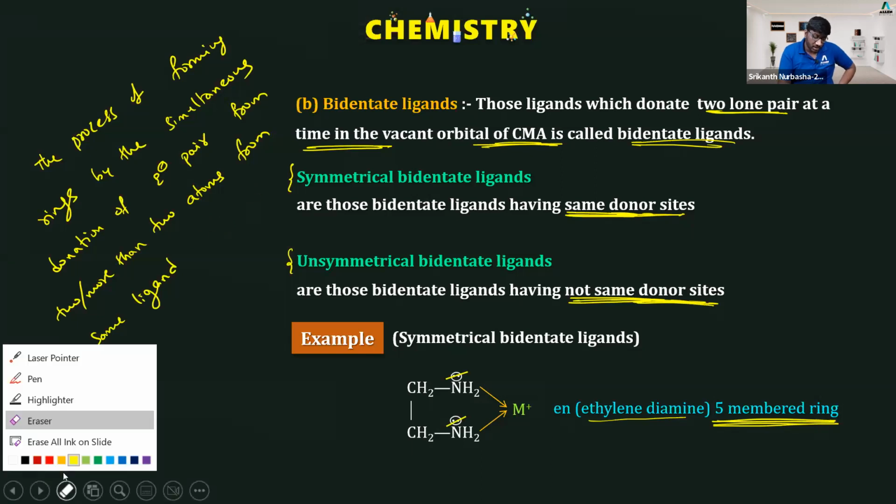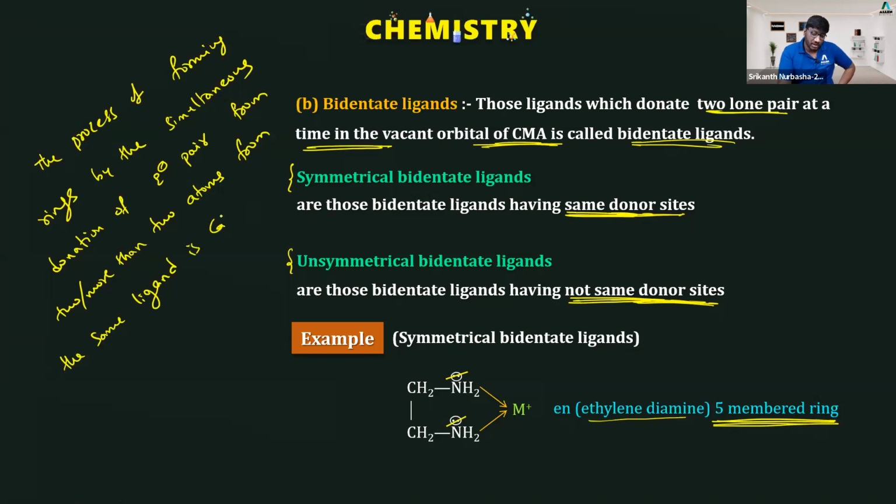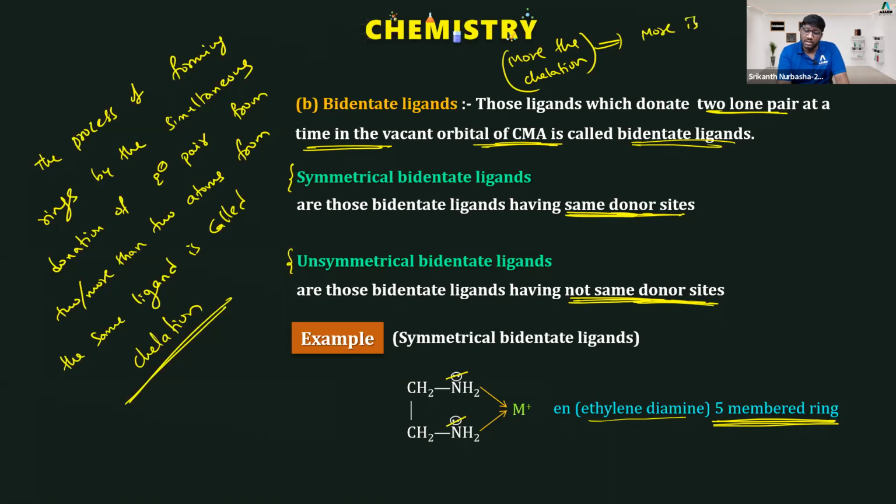This process is called chelation because of the ring formation I have written. More the chelation, more is the stability of the complex. What you have to understand is, whenever the ring is formed, stability is gained. More the chelation, more is the stability of the complex. Right? More the chelation, more is the stability of the complex.